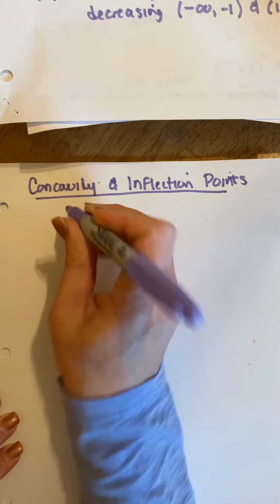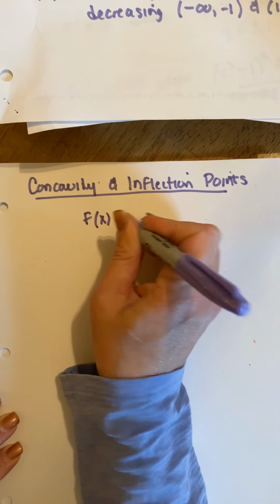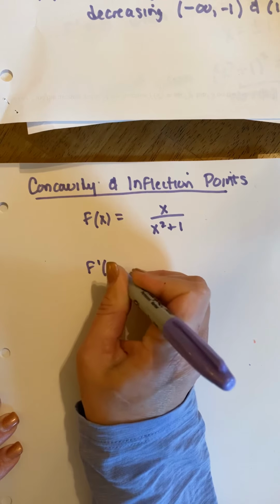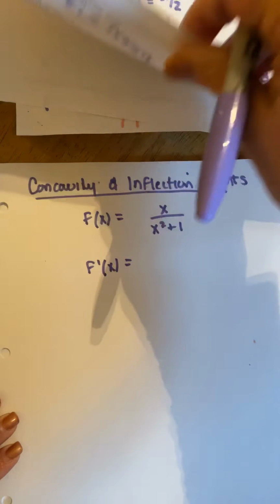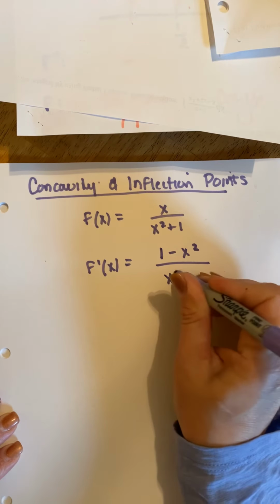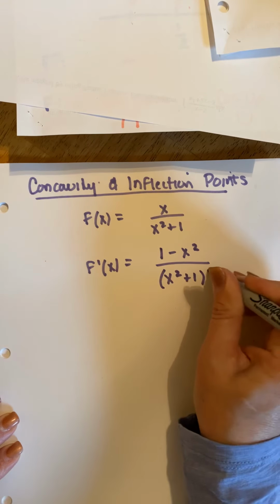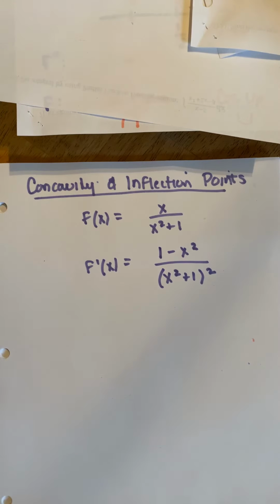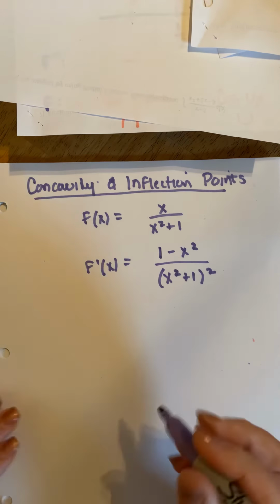So you can imagine, this is going to get hairy quickly. x over x squared plus 1. We found the derivative to be 1 minus x squared, all over x squared plus 1 squared. Ooh, ready to take the second derivative here? Just want to make sure I had that right before we continued on. All right, here we go.